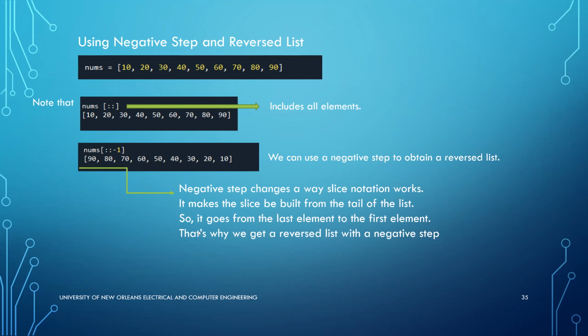So negative step changes the way slice notation works. It makes the slice be built from the tail of the list. So it goes from the last element to the first element. That's how we get our reverse list with a negative step. So negative stepping is different, as you can see, from positive stepping, right? It means that we're going forward from left to right.